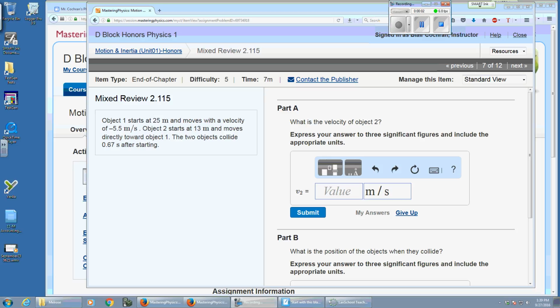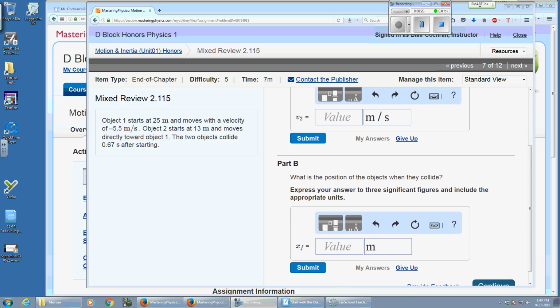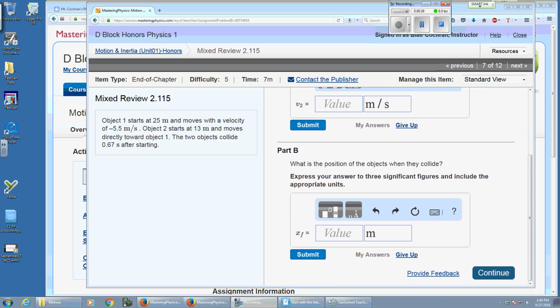All right, so we're going to start with number 7, where object 1 starts at 25 meters and moves with this velocity. Object 2 starts at 13 meters and moves directly towards object 1. The two objects collide 0.67 seconds after starting. They want to know the velocity of object 2 and the position of the objects when they collide.